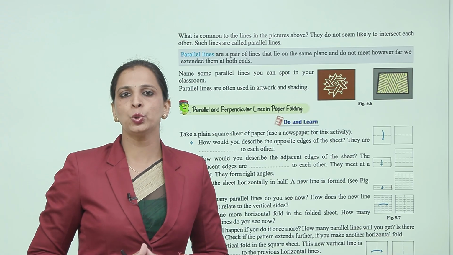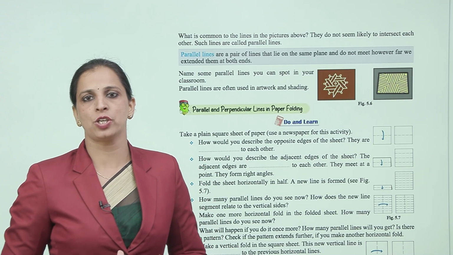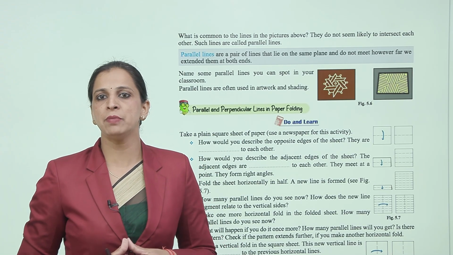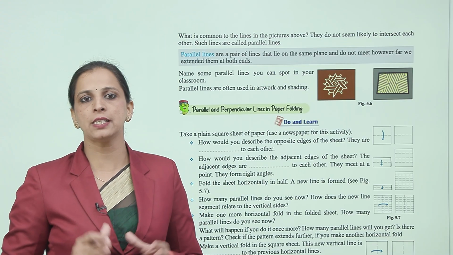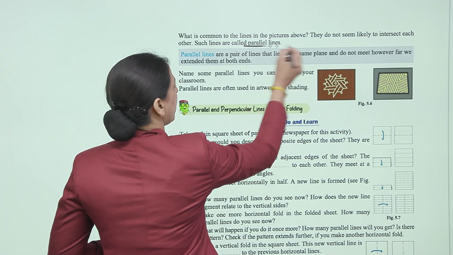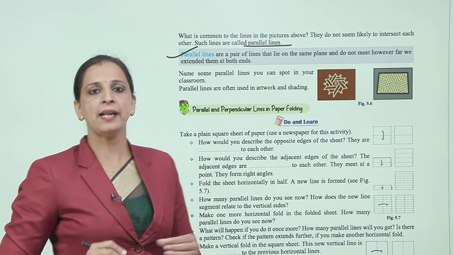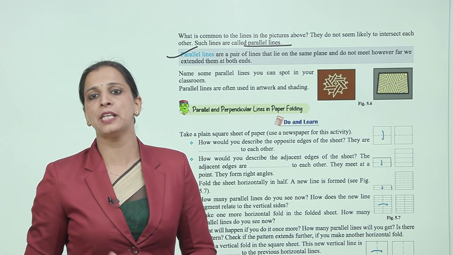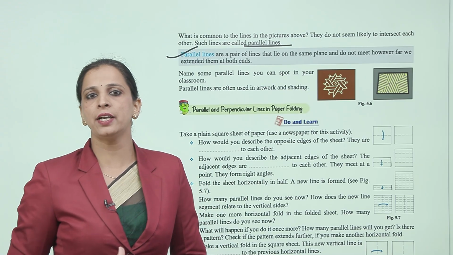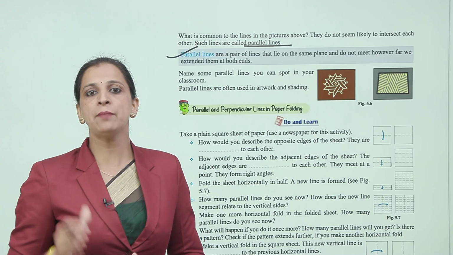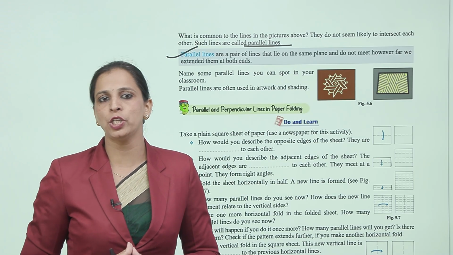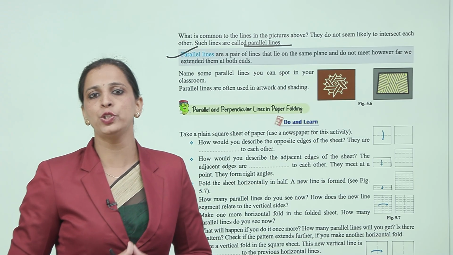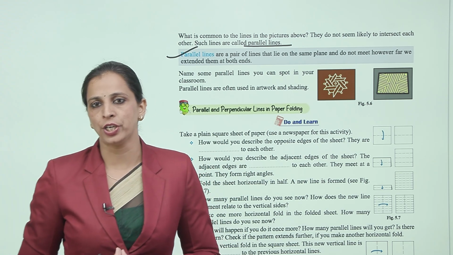What is common to the lines in the picture above? They do not seem likely to intersect each other. Such lines are called parallel lines. Parallel lines are a pair of lines that lie on the same plane and do not meet however far we extend them at both ends. Name some parallel lines you can spot in your classroom. Parallel lines are often used in artwork and shading.